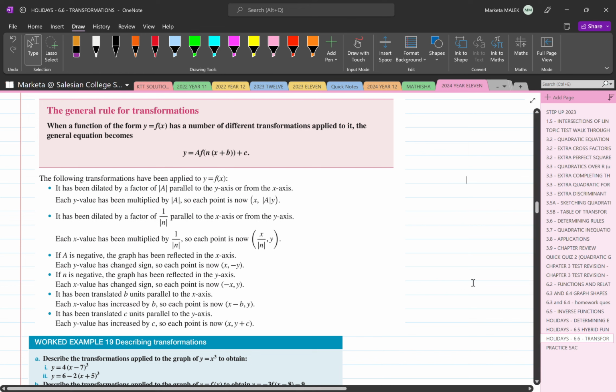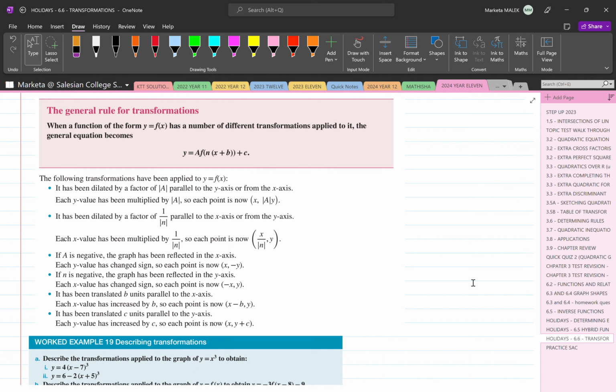Guys, this is the second part of exercise 6.6 from your Jacaranda Plus book, and we're going to look at combination transformations here. So if you haven't done the individual transformations in the first video, part A for 6.6, you better do that first. So look, I've copied this list here from the Year 12 transformations exercise because I think it's quite a good summary of all the transformations we have in a function.